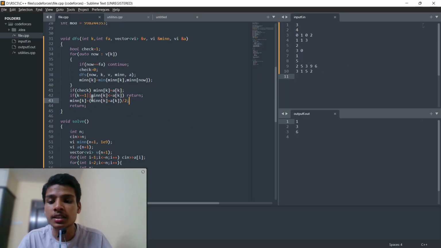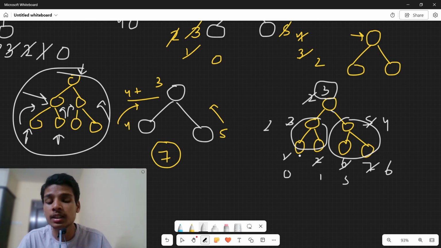And just check the other conditions. If it is a leaf only, then you cannot perform any single operation. Just return its value to the upper part and find the answer.